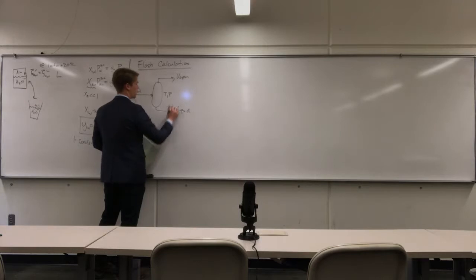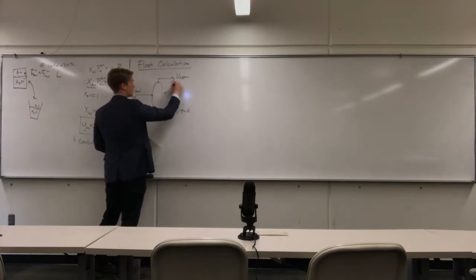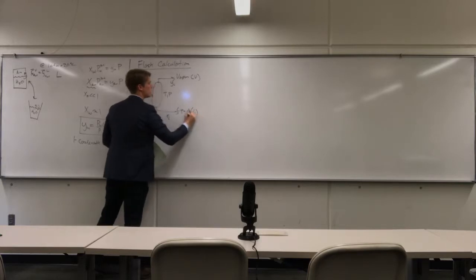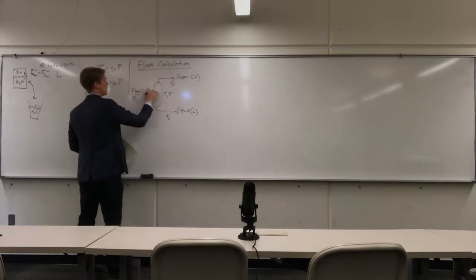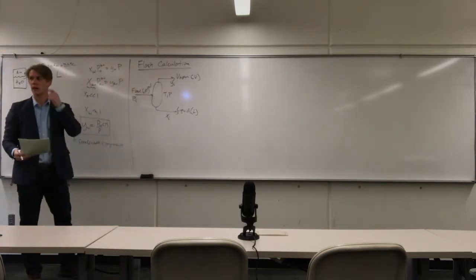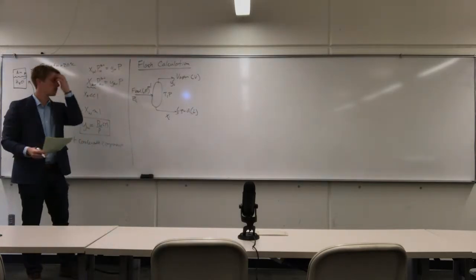Liquid, mole fraction is X. Vapor, mole fraction is Y. We abbreviate this as V, L, and F. Generally, we set this equal to 1 to simplify our calculations, but it doesn't necessarily have to be so.